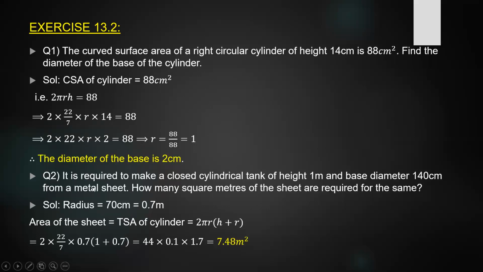The second observation that you have over here is that the cylindrical tank is closed. That means you would be taking the area of the sheet as the TSA of the cylinder, which is 2 pi r into h plus r. Substitute the values over here, and after you have finished your calculations, the area will come out to be 7.48 meters square.